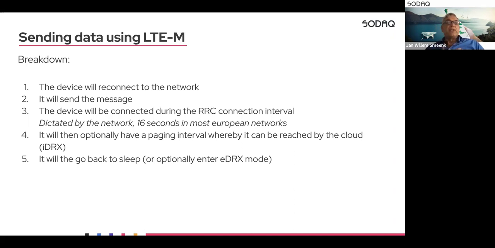So sending LTE-M data is basically reconnecting to the network and sending a message. And if we do this according to the book, we are connected during the RRC connection interval, whose duration is dictated by the network. In Europe, it's typically 16 seconds. And then after that, there is a little paging interval, the IDRX interval, which you can set yourself. And then you go back to sleep, or optionally enter the eDRX mode. So this is how the network would like you to do it.